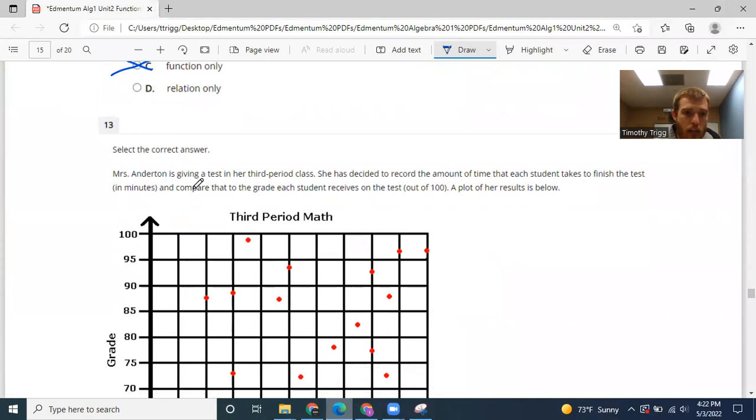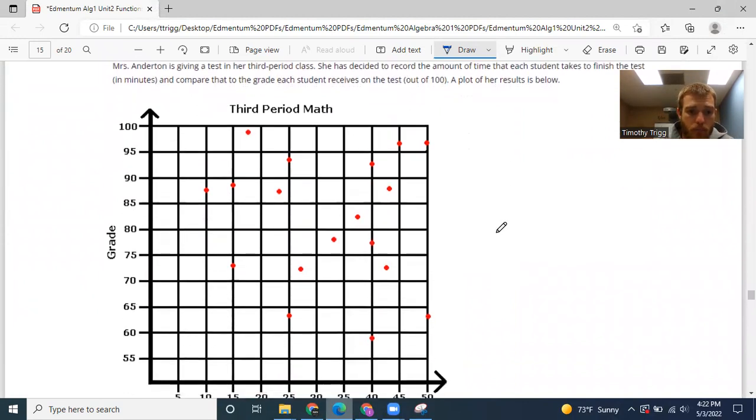Mrs. Anderton is giving a test to her third period class. She has decided to record the amount of time that each student takes to finish the test in minutes and compare that to the grade each student receives on the test out of 100. A plot of her results is below.